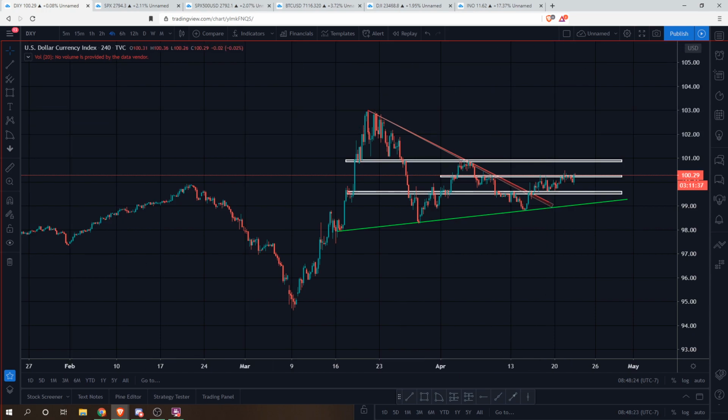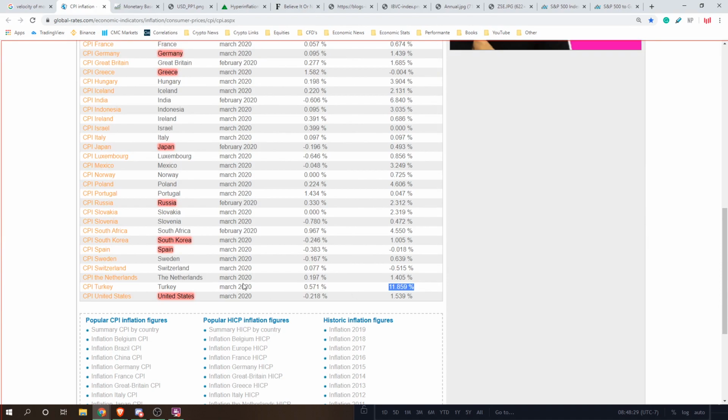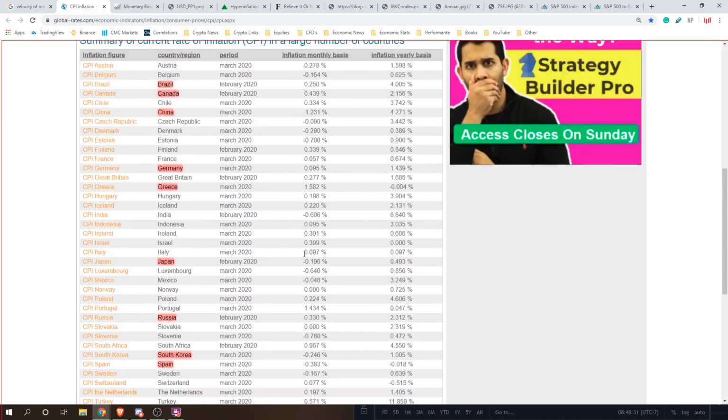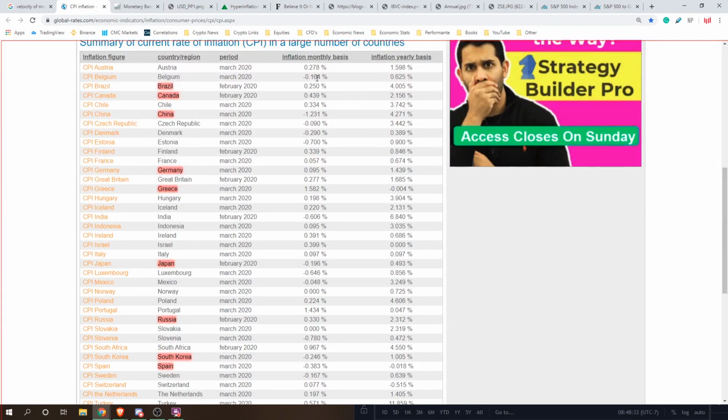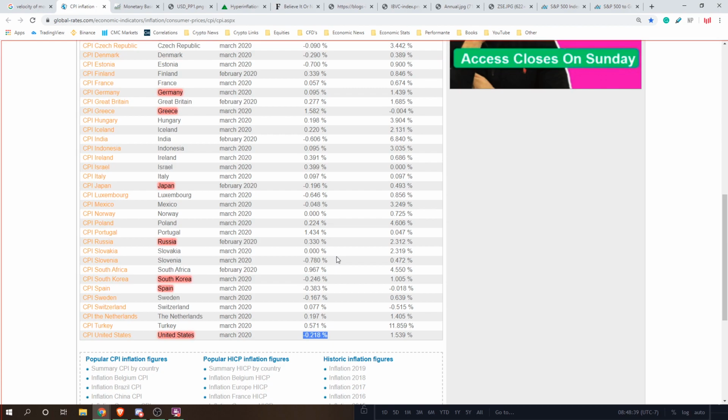I am assuming that there will be more deflation to come until we start to see the numbers change. We see that in the United States right now, the inflation on a monthly basis is still negative 0.218. And until we start to see the cost of those goods and services rise, which I think we will in time, I'm going to play this as a deflationary move until we see the stats change.